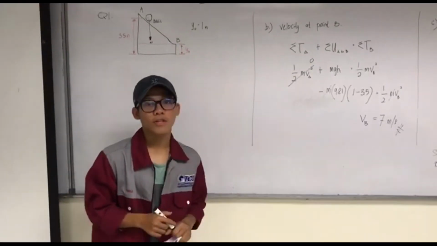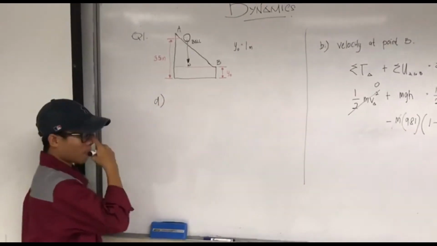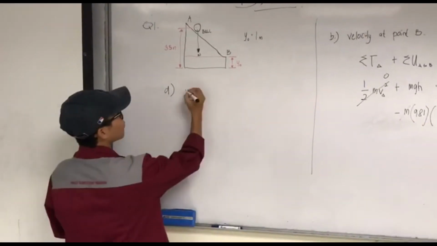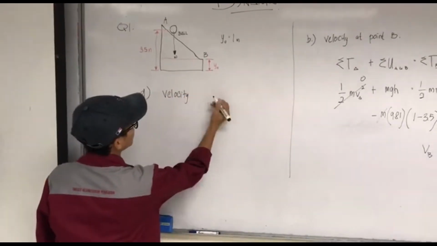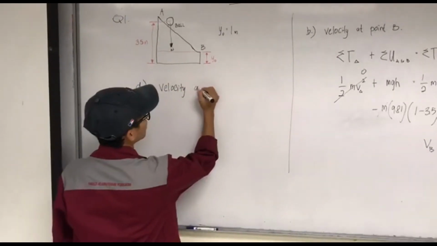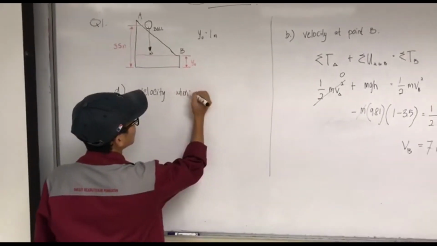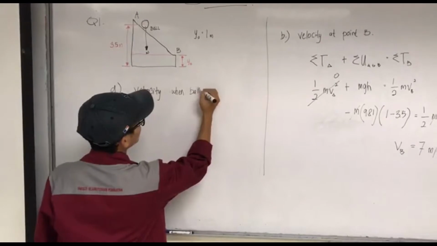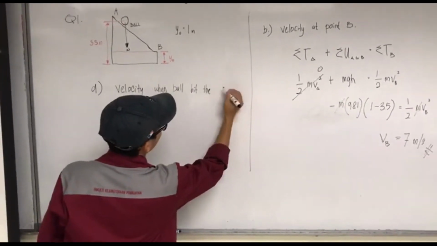Okay, the last question, question B. The question is the velocity when the ball hits the ground.